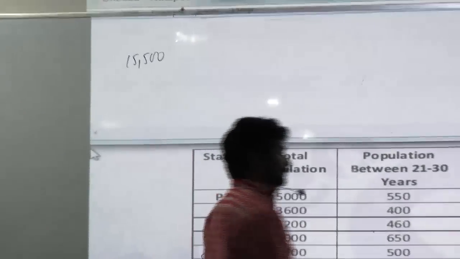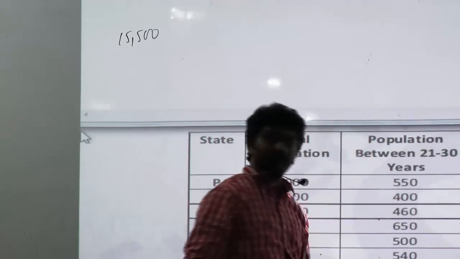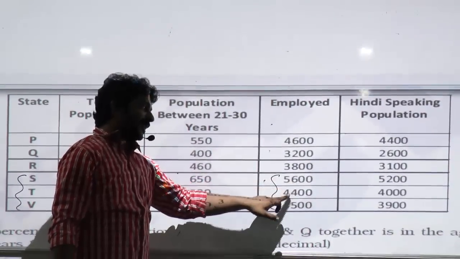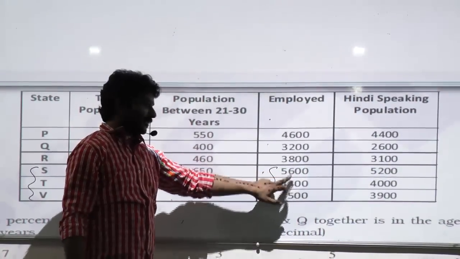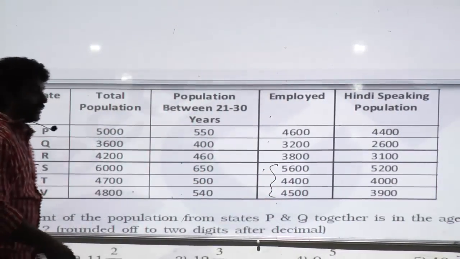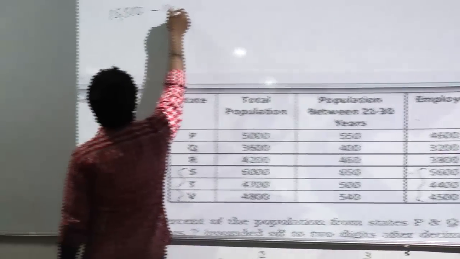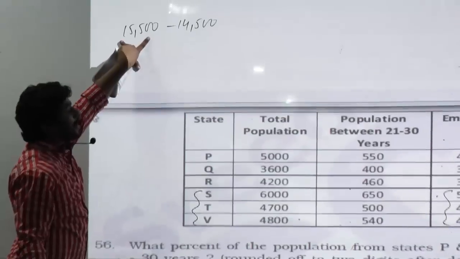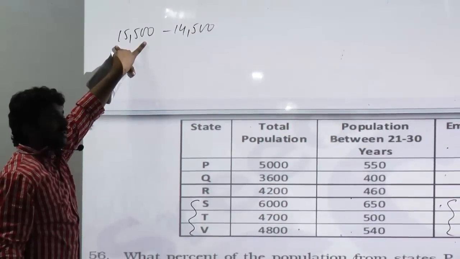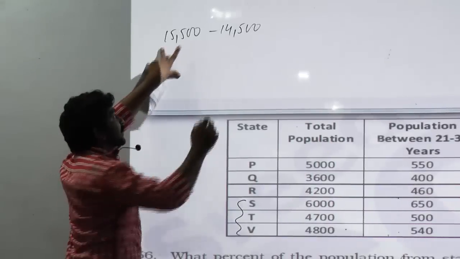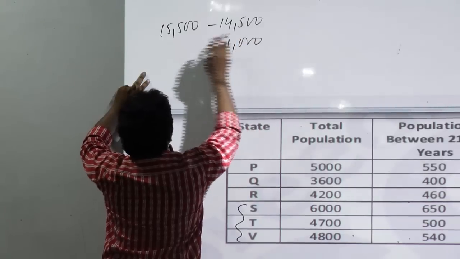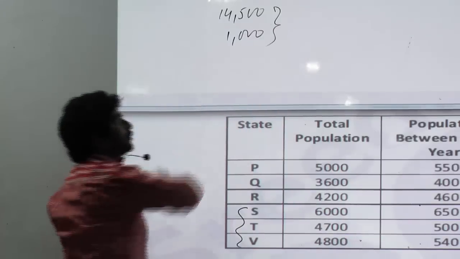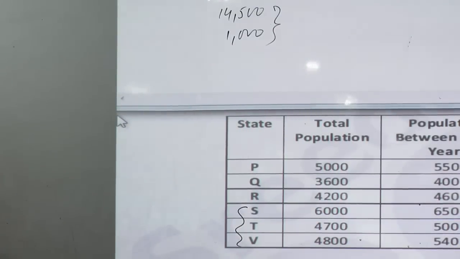And employed people, 5,000, 5,600 plus 4,400, 10,000. 10,000 plus 4,500, 14,500. So 14,500 are employed. And total population is 15,500. Difference is 1,000. So these 1,000 people are unemployed, right? Yes or no? And you asked about difference between these two. 13,500.